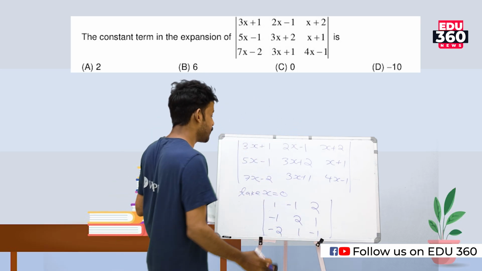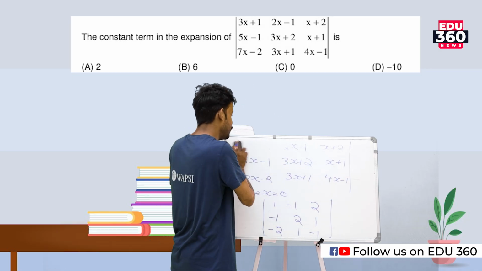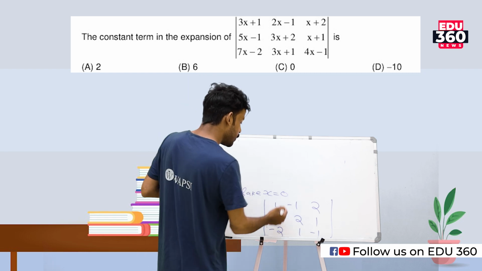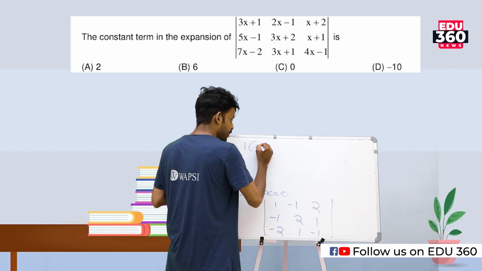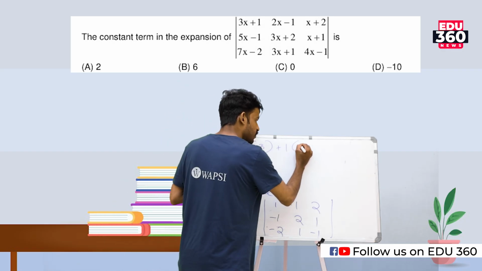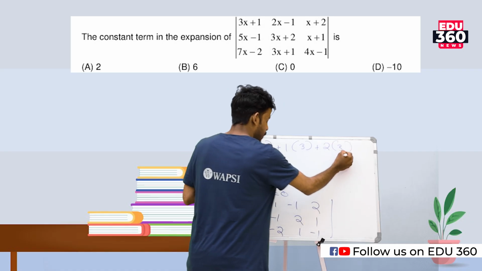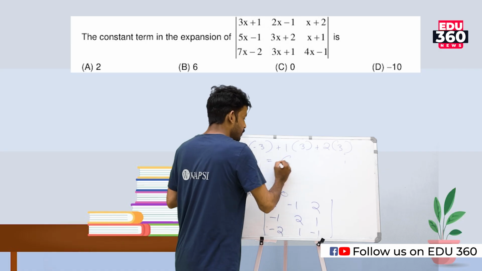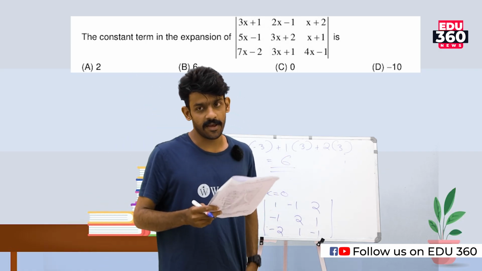Okay, so hereafter we can find the determinant value of this. The determinant of this is equal to 1 into minus 3, 1 into minus 3 plus 1 into 3 plus 2 into 3. So for this the final answer is 6. So for the second question, the correct option is B.